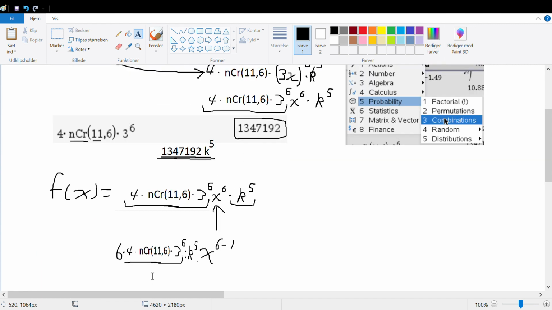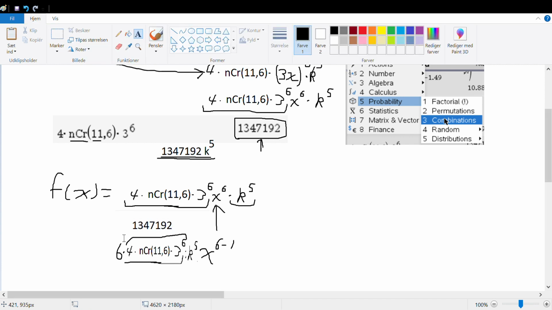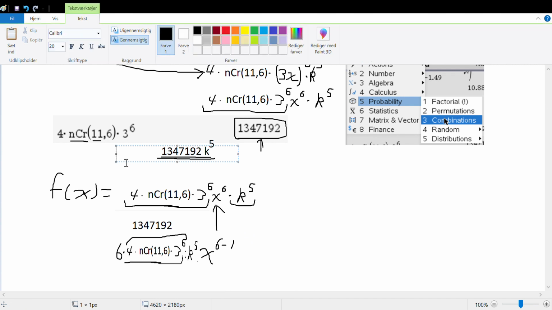So, but now we have to, again, we would like to calculate it. So we'll take this number, replace this with that, so we'll put in 1347192 times 6. That should be our answer. And again, you can just do this on the calculator. I'm not going to waste your time and show you how that's done, because I imagine that you should be able to multiply two numbers together on the calculator. When you do that, what you get is this number.